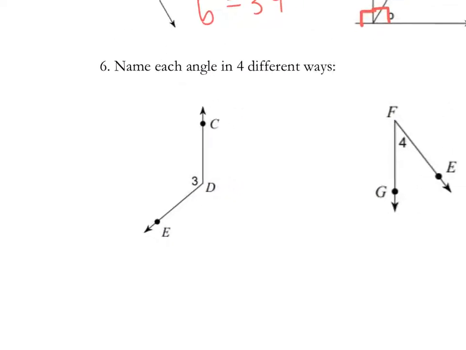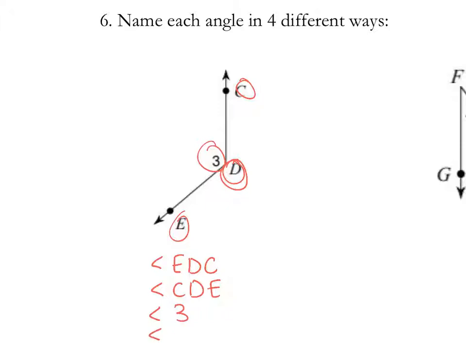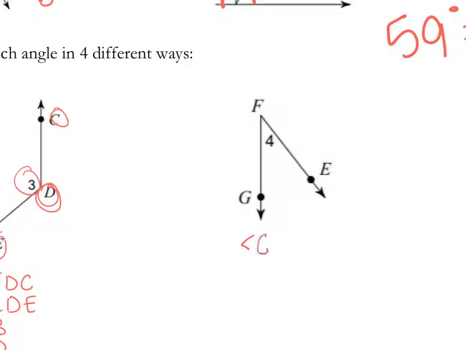Question 6 is asking me to name each angle in 4 different ways. Remember, you can name it using all 3 letters, the number, or just the letter at the vertex. So angle EDC, angle CDE, angle 3, or angle D. You can do the same thing over here. Angle GFE, angle EFG, angle G, or angle 4.